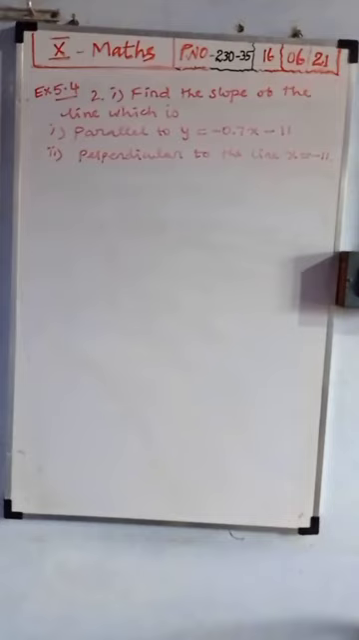See the second question: find the slope of a line which is parallel to y is equal to minus 0.7x minus 11 and perpendicular to the line x is equal to minus 11. Parallel and perpendicular lines we want to find. It is easy. Usually we find the slope; parallel means the slopes will not change, but perpendicular means m1 into m2 is equal to minus 1. That condition we use.